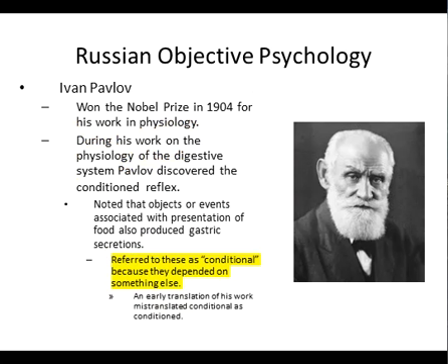Then we look at Ivan Pavlov. He won the Nobel Prize in 1904 for his work in physiology. During his work on the physiology of the digestive system, Pavlov made an incredible discovery. He discovered the conditioned reflex. He noted that objects or events associated with presentation of food also produce gastric secretions or salivation. He referred to these as conditional because they depended on something else. An early translation of his work mistranslated conditional as conditioned.